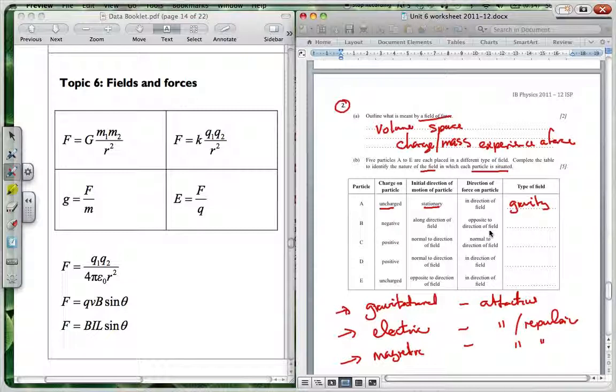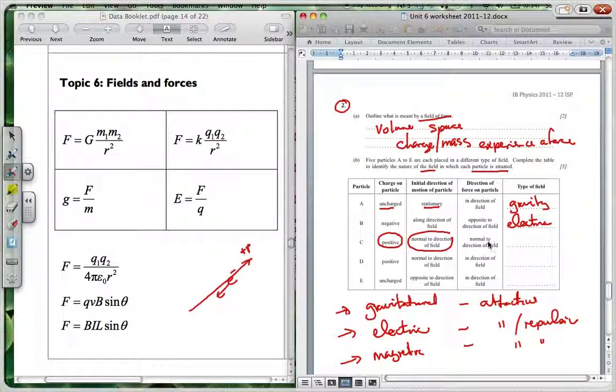So this must be an electric field, because what we've got here is actually an electron. When you've got an electric field, the direction of the electric field is always in the direction that a positive particle would take. So because the electron is negative, it will go in the other direction, and it's always in line with that direction. So that's electric.